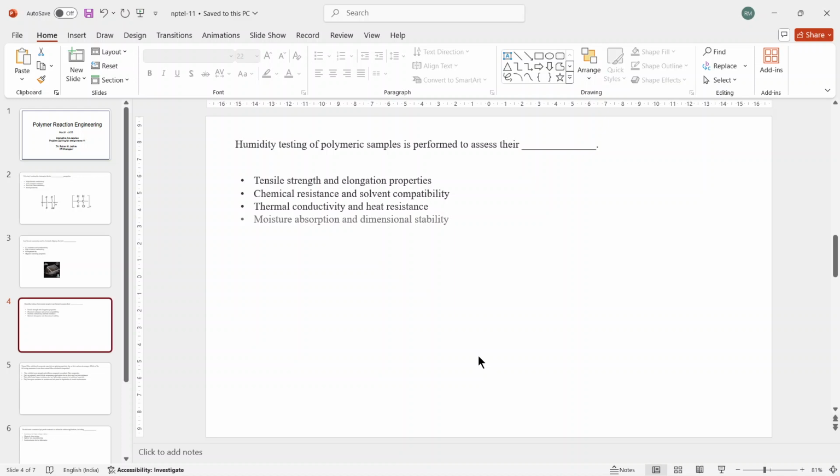Then, chemical resistance and solvent capability. Again, chemical resistance won't be affected because we are not changing the structure of the molecule itself. And then, thermal conductivity and the heat resistance. Thermal conductivity and heat resistance are not affected by the humidity. Then last is the moisture absorption and dimensional stability. This is one of the major factors which are assessed during the humidity testing.